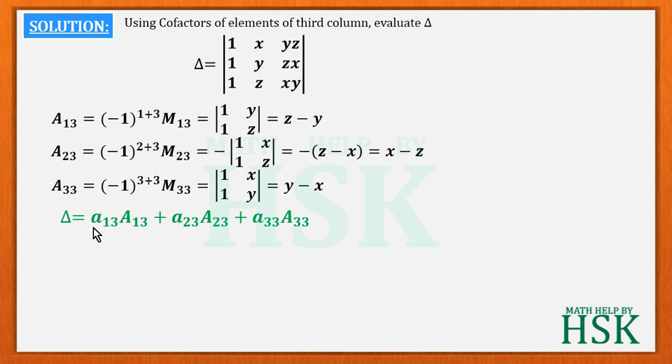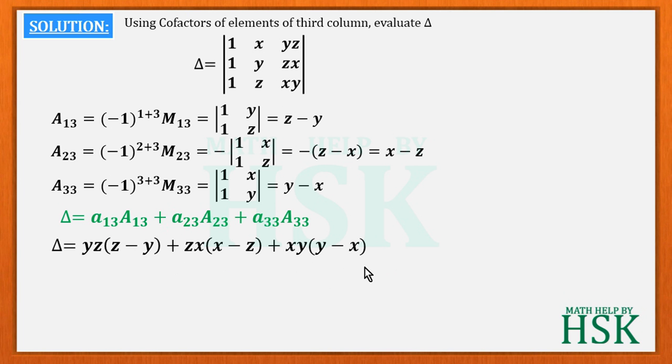Now, if we expand this determinant along the third column using cofactors, the value of this determinant would be equal to the first element times its cofactor, plus the second element of the third column times its cofactor, plus the third element of the column times its cofactor. All we have to do is place the values, and this will be equal to yz into z minus y, plus zx into x minus z, plus xy into y minus x.